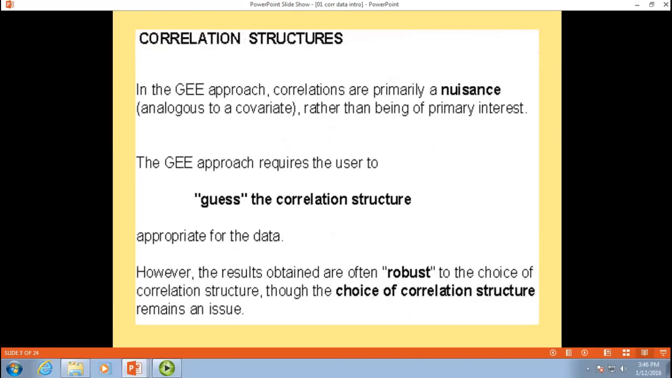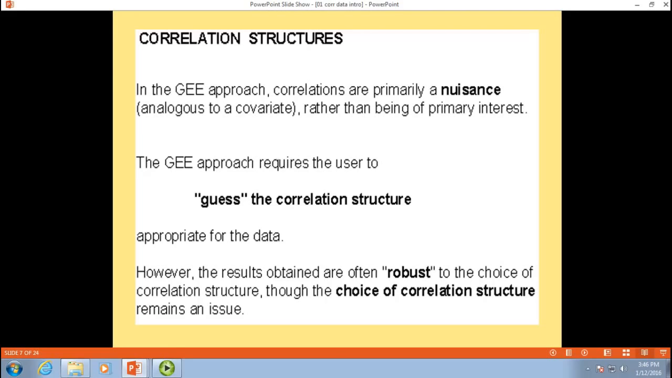But look at what I say here. The GEE approach requires the user to guess the correlation structure appropriate for the data. Guessing the structure. Okay? You have to tell the program what you think the structure is. However, now I say something at the bottom: however, the results obtained are often robust to the choice of correlation structure, though the choice of correlation structure still remains an issue. So what does that mean? What does that statement mean? This is just English, but it's gobbledygook English. I don't know. What does that mean?